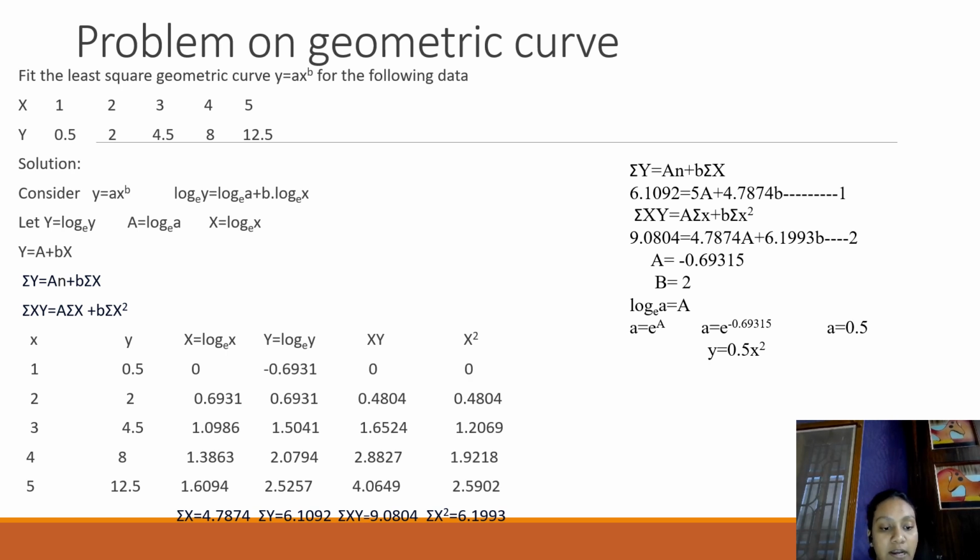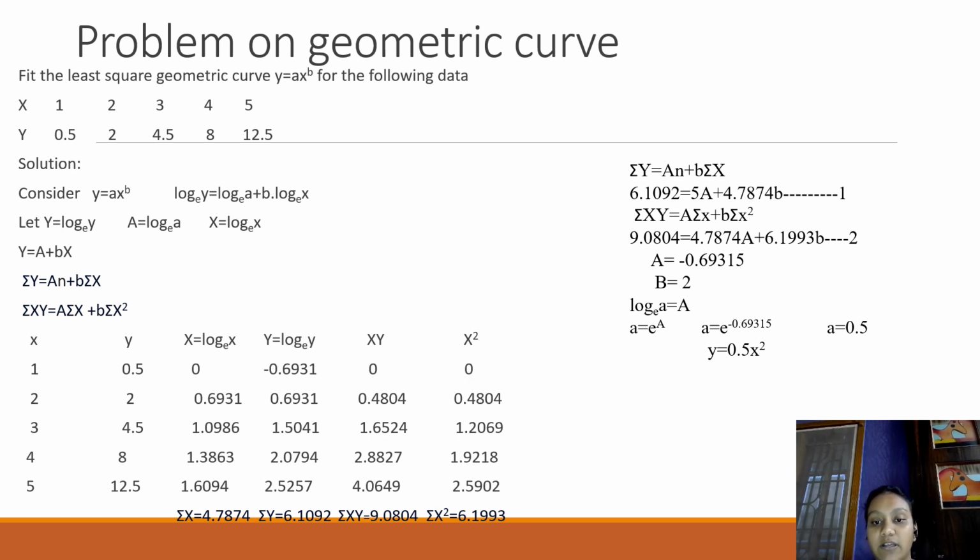So the summation values are given as summation of X equals 4.7874, summation of Y equals 6.1092, summation of capital X into capital Y equals 9.0804, and the summation of X square equals 6.1993. Now in the equation, we know that by considering the equation summation of Y equals capital A n plus B into summation of capital X, we are going to substitute the values in that equation and we are going to get 6.1092 equals 5A plus 4.7874B, which will be equation 1.